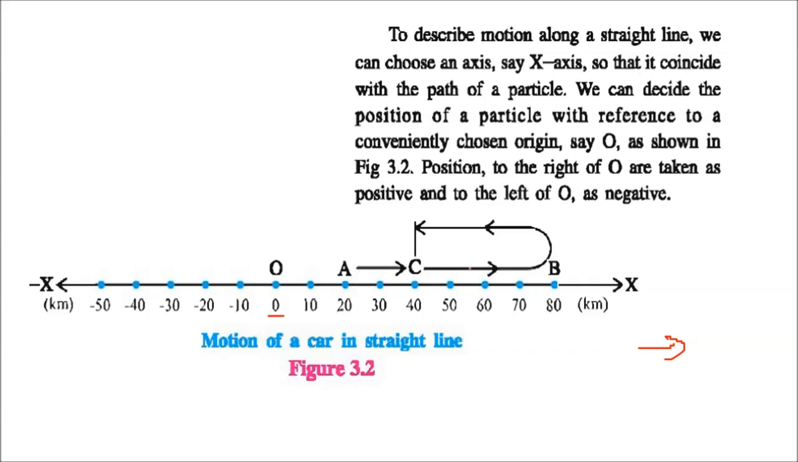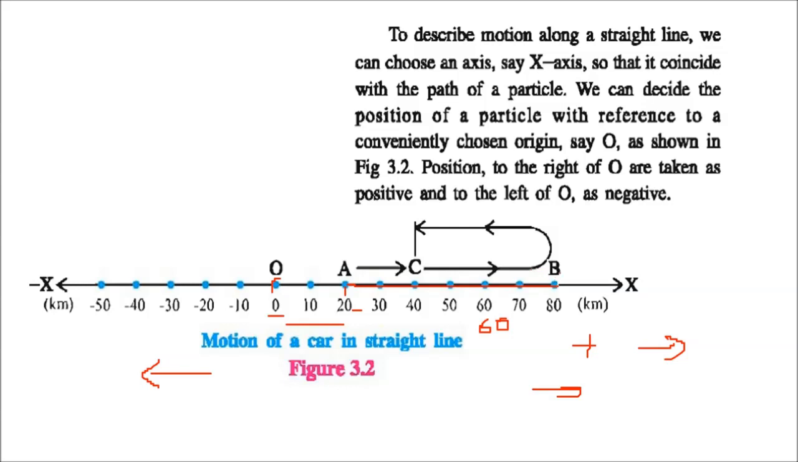Positions to the right we will take as positive, and if the object is moving this side, we will say it is on the negative side. Here positive, here negative. Now in this scenario, the object is not starting from the origin. The object is starting from position A, which is already 20 km ahead of O. Now the object is in motion and it moves to B. How much distance has it traveled? From 20 to 80, that is 80 minus 20, which is 60 km.